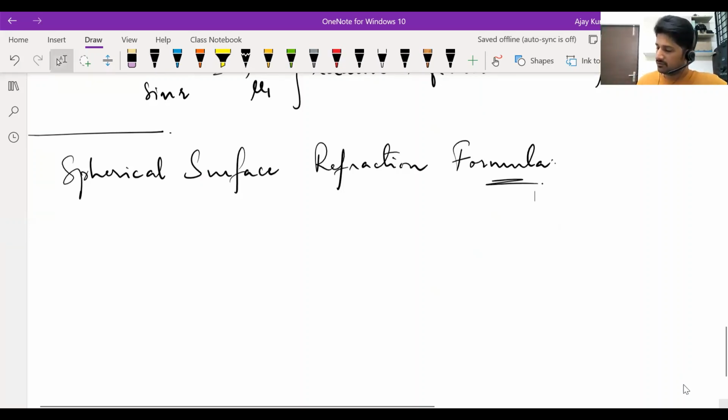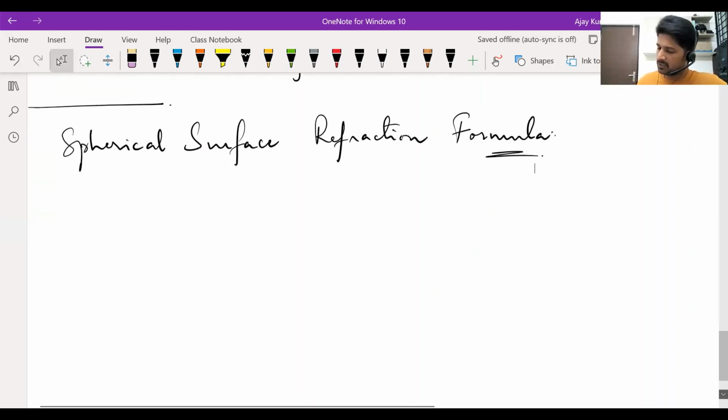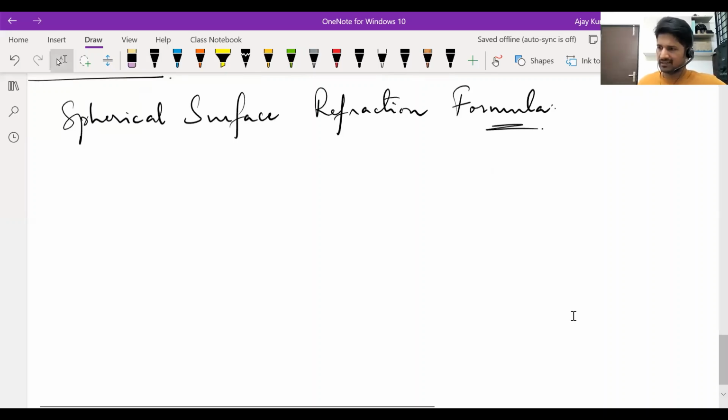The result we derive for spherical surface can be applied to a flat surface also. The radius of curvature of a flat surface is infinite. That's all. So in the spherical surface formula, you make the radius tend to infinity, you will get the result for a flat surface.